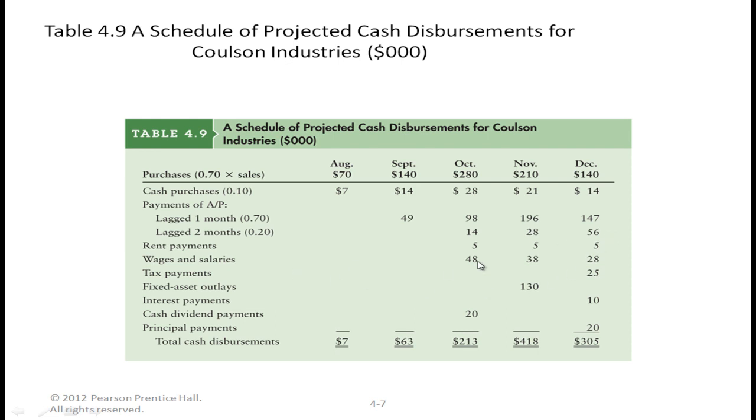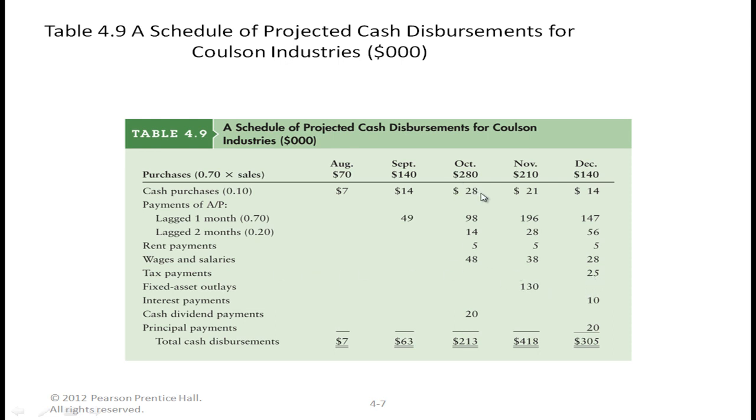They also put in some assumptions here of wages and salaries. Remember, they're forecasting for October, November, and December. They only put in August and September to help us forecast for October, November, and December. They obviously had wages and salaries here, but we don't care about those. They don't really matter. They have some tax payments.